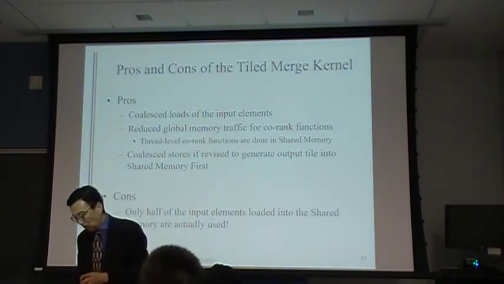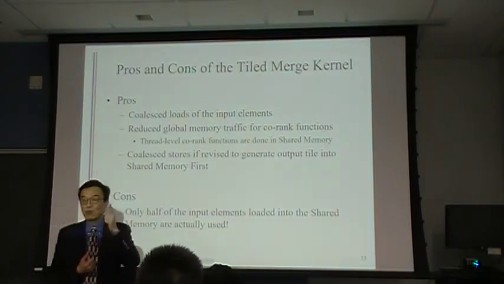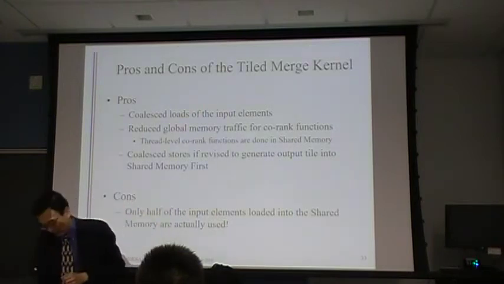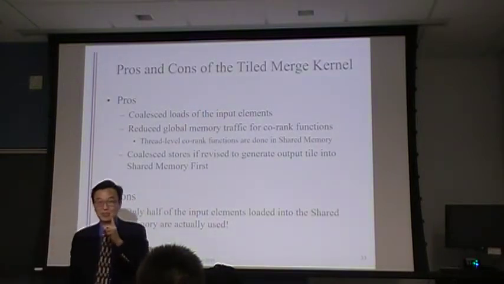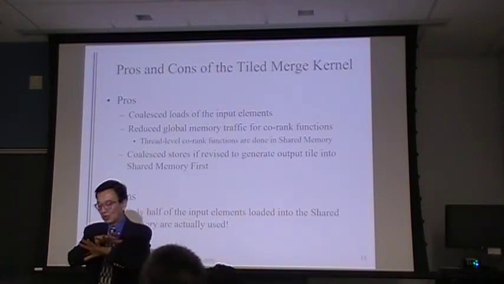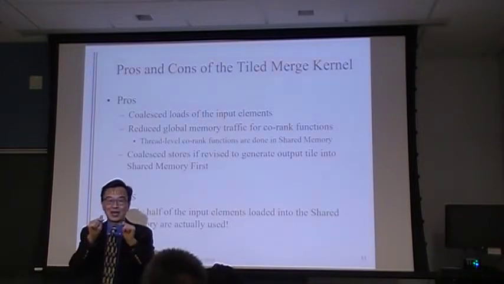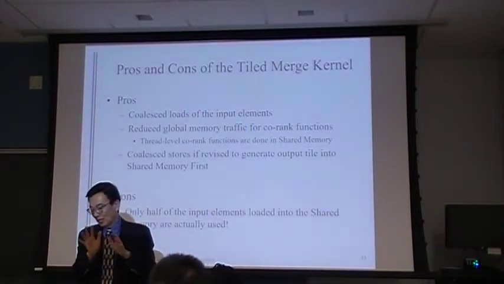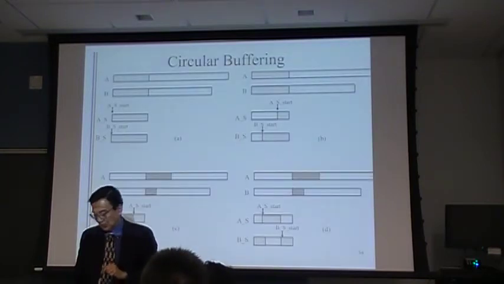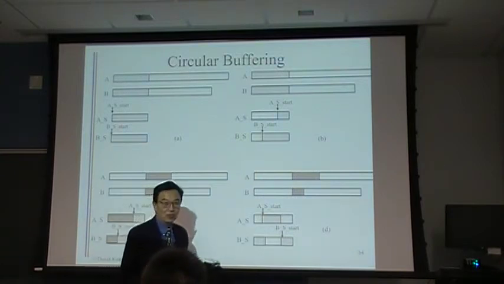Great. The con is only half of the input elements that you load into the shared memory will be used. Okay, and you're wasting about half of the memory bandwidth. It's still going to be better than those random co-rank function calculations and the random accesses into A and B, so it will still be better. So this goes into the whole thing about circular buffers.